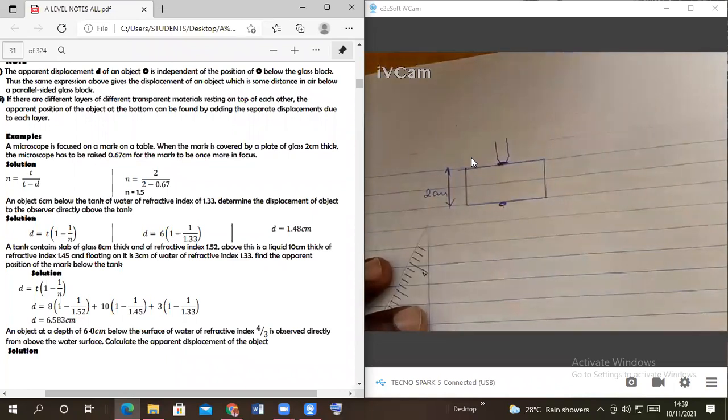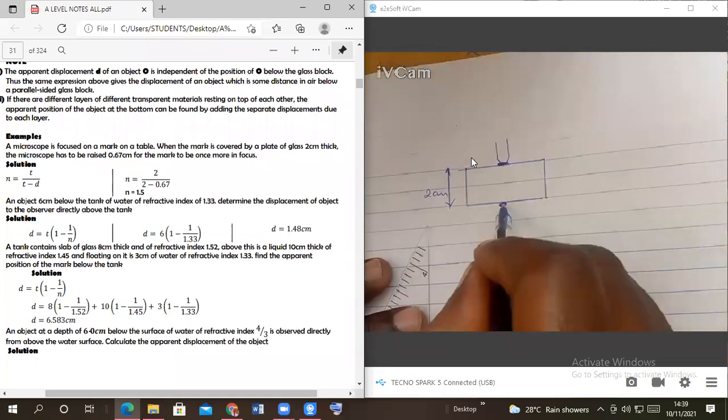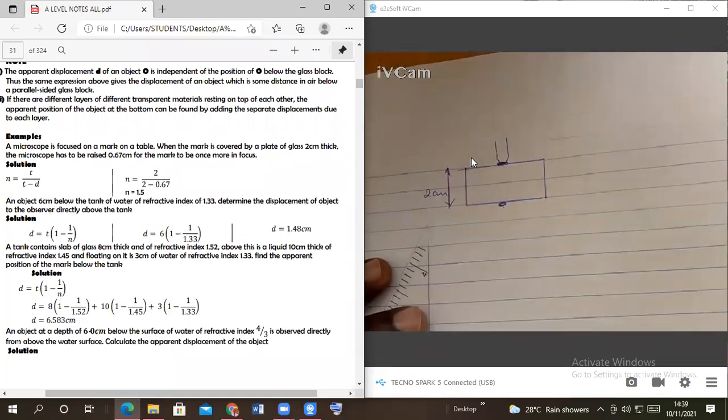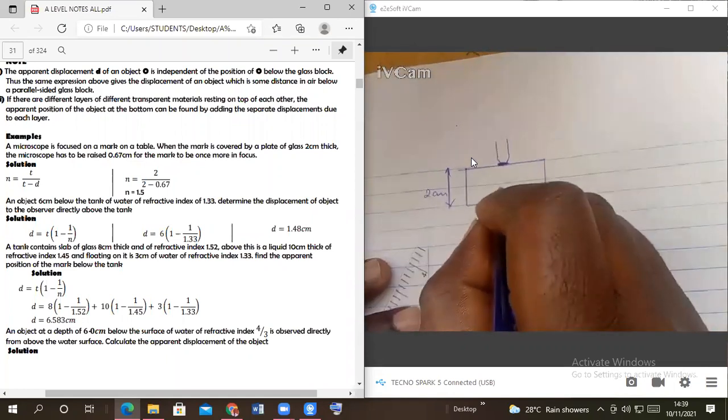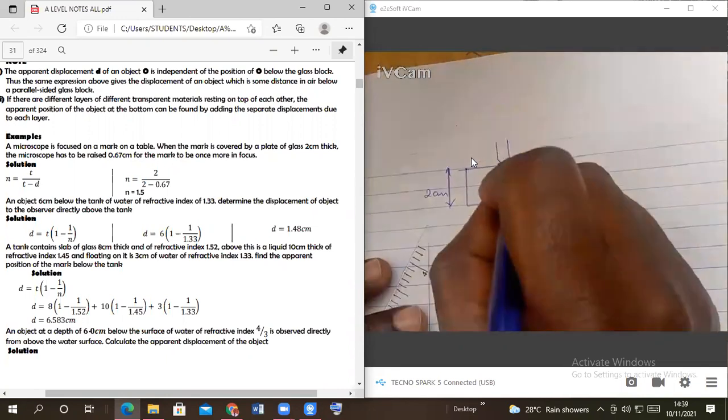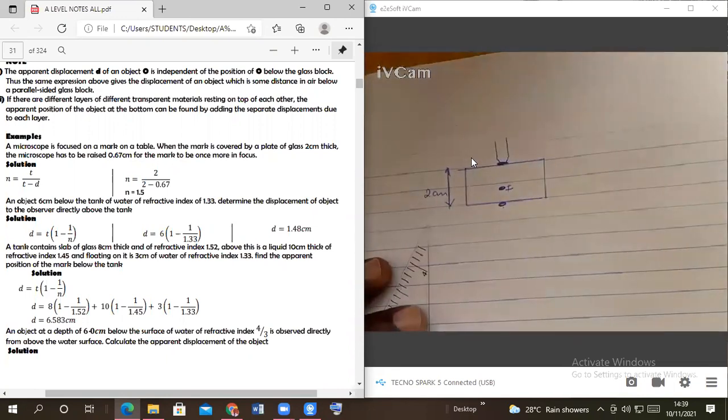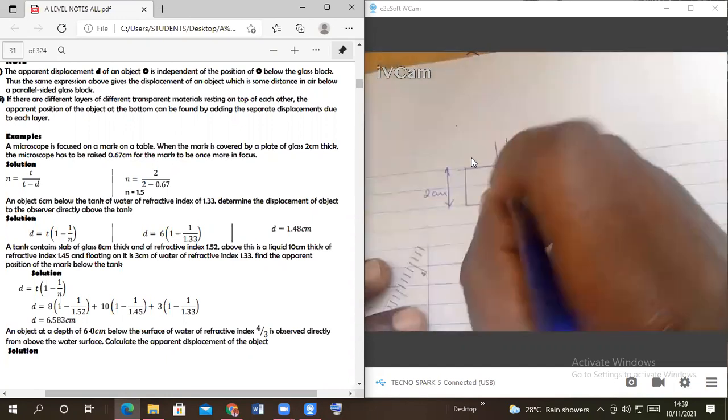Why do you have to raise that microscope? You raise it because that object has gone through what we call the apparent displacement. Now the object appears to be somewhere here, and that's where the image of the object is. So now you have to lift the microscope through the same distance of 0. What?